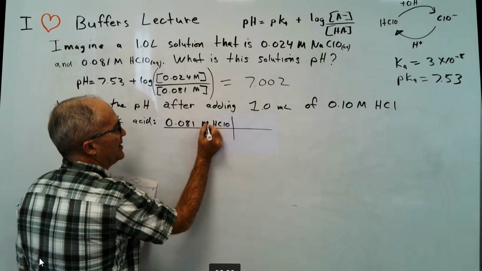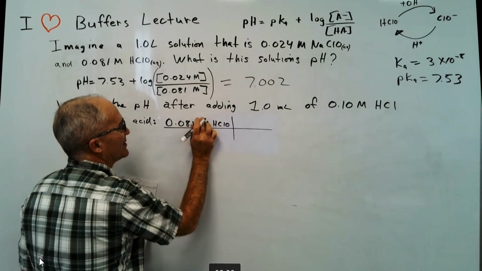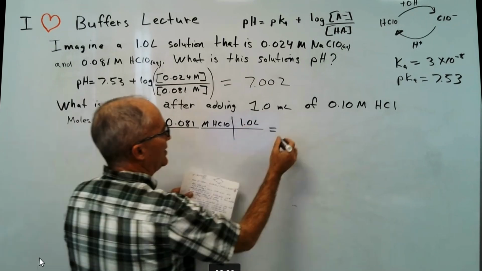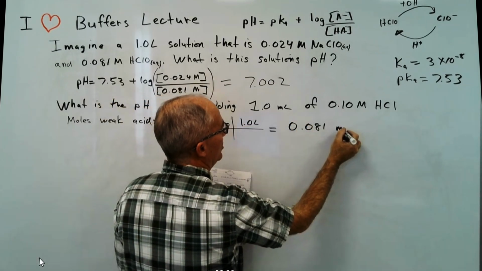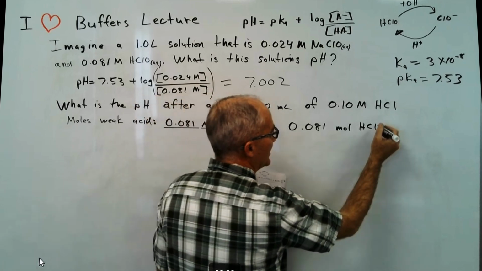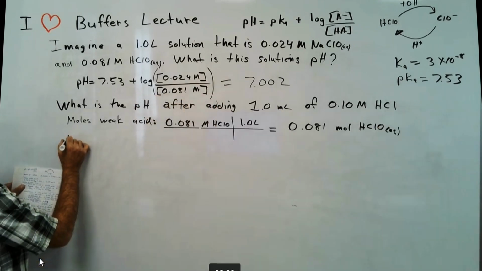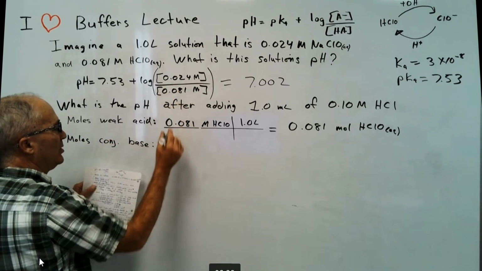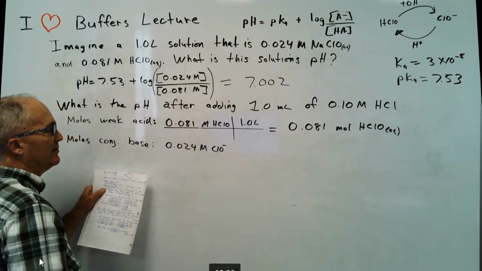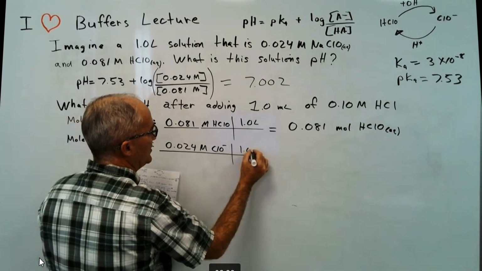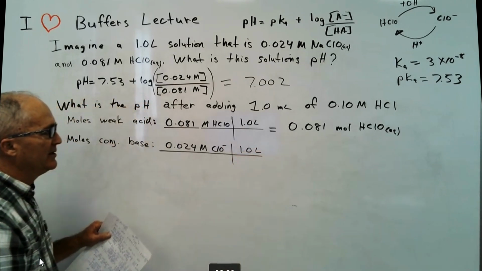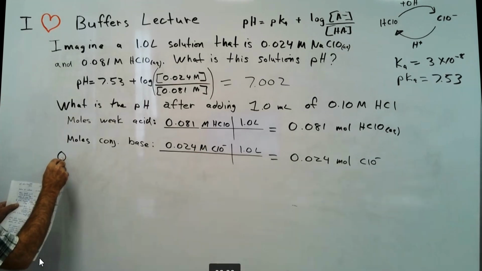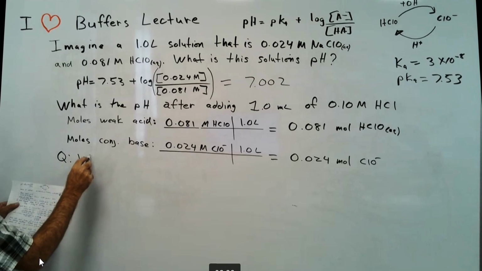And uppercase M, it's not looking very uppercase. And it says I have 1 liter, right? Well, that's convenient. That means I have that many moles of hypochlorous acid. And while we're here, let's go moles of conjugate base. So I'm going to take that molarity. There's our conjugate base. Molarity times volume equals moles, because molarity is moles per liter. I'm going to run out of whiteboard real estate in a second.